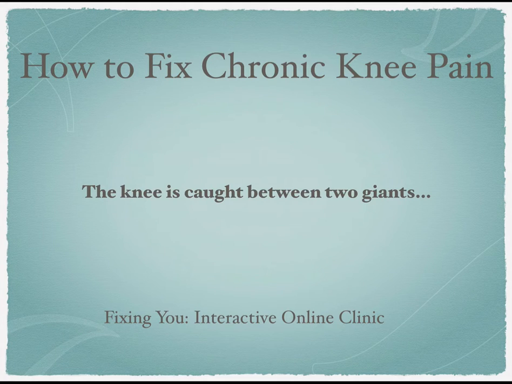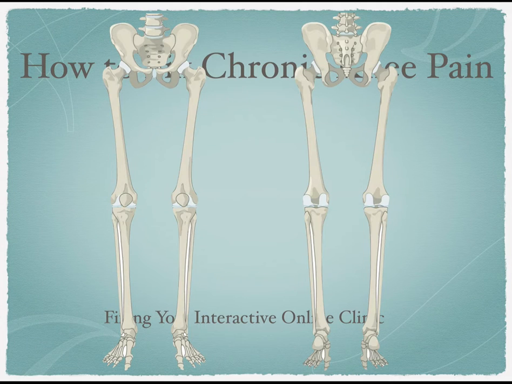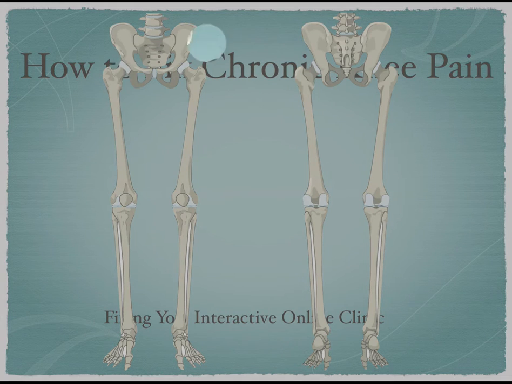It's important to understand that the knee is caught between two giants, and those two giants are the hip and the foot. There's relatively little in the knee that's controlling the knee. Everything that's controlling the femur here is usually originating from the hip, and everything that's controlling the tibia down here is usually happening from the foot. So the knee is basically caught between these two guys.